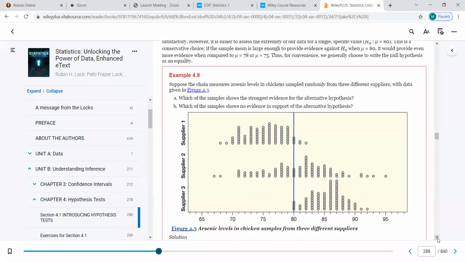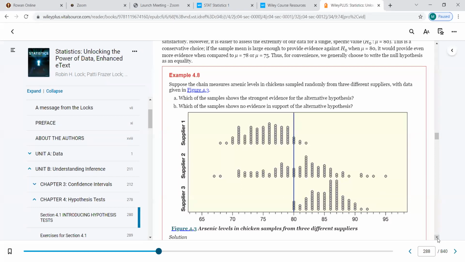So we're going to look at the average, and let's look at supplier 1, supplier 2, and supplier 3. Just look at the dot plots. Can somebody yell out and let me know which of these three provides the most evidence against the null hypothesis that the mean amount of arsenic is 80? In other words, which of these three suppliers would you probably just say, I'm not dealing with you anymore? You have too much arsenic in your chickens.